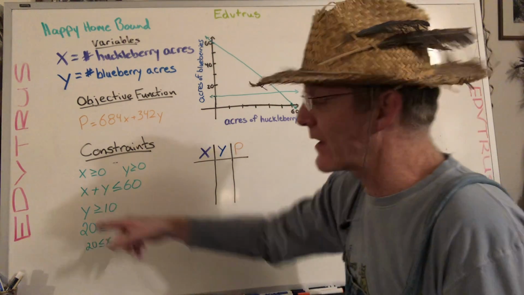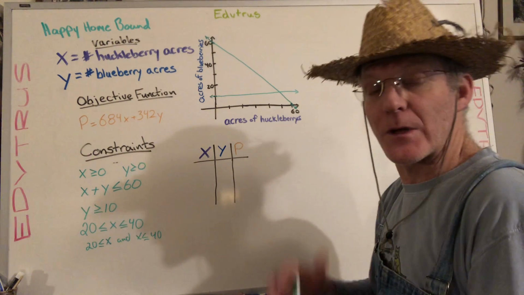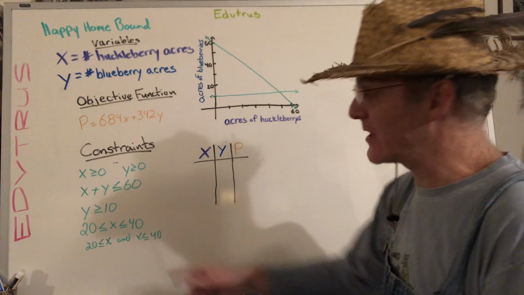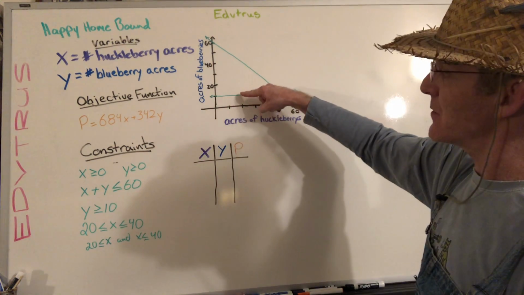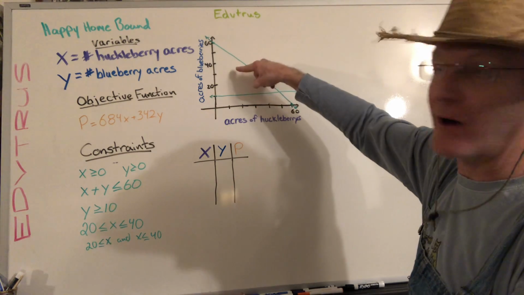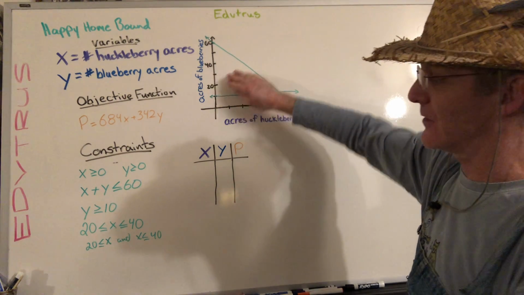Y is greater than, and remember, if Y is by itself, we get to read it to determine which way it shades. It says Y is greater than, so I'm going to be shading above. So now we're in this triangle.